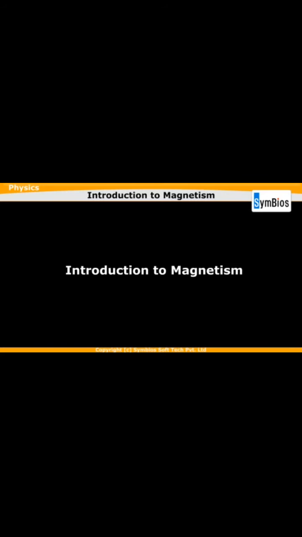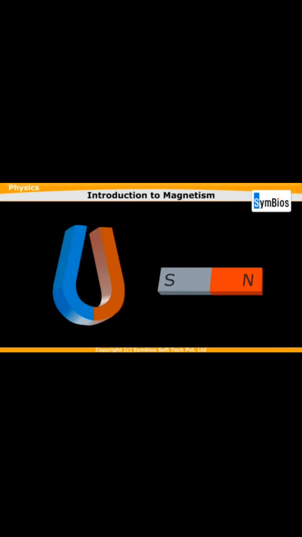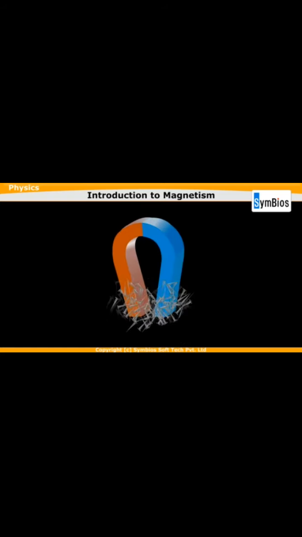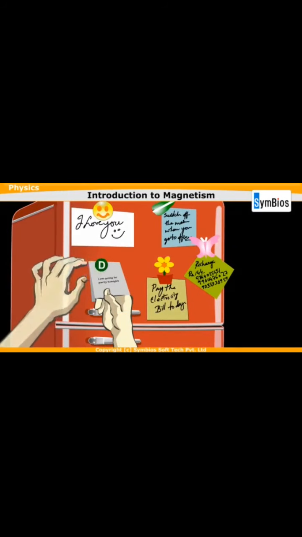Introduction to Magnetism. Most of us are familiar with magnets. We find them in various forms in our daily life. You must have noticed iron nails getting attracted to a piece of a magnet. Then there are magnets that we use to stick notes on our fridge.